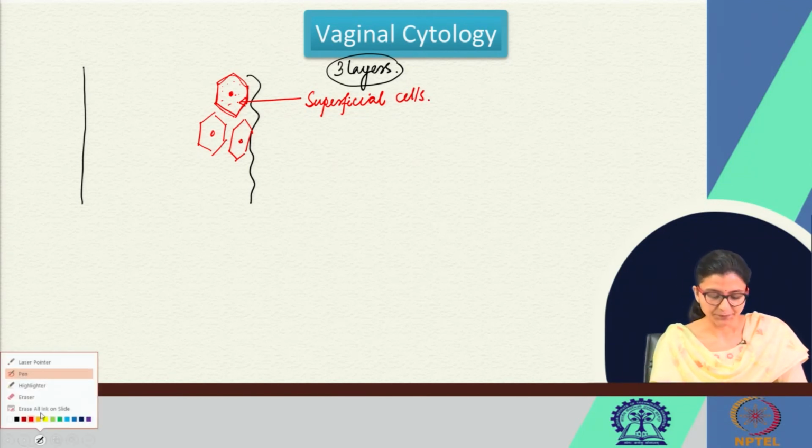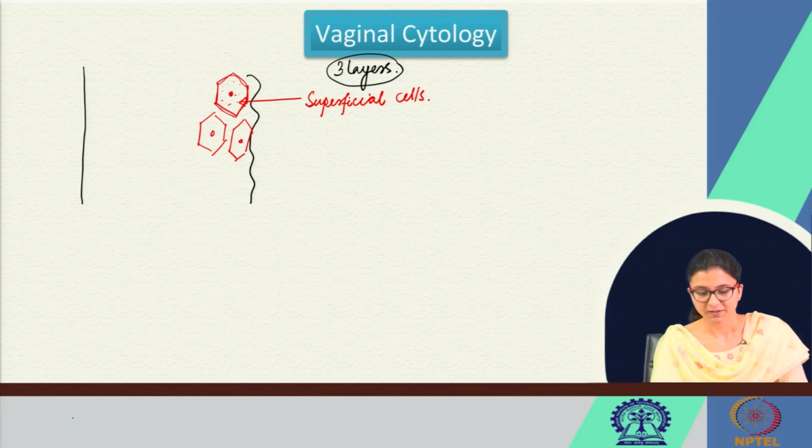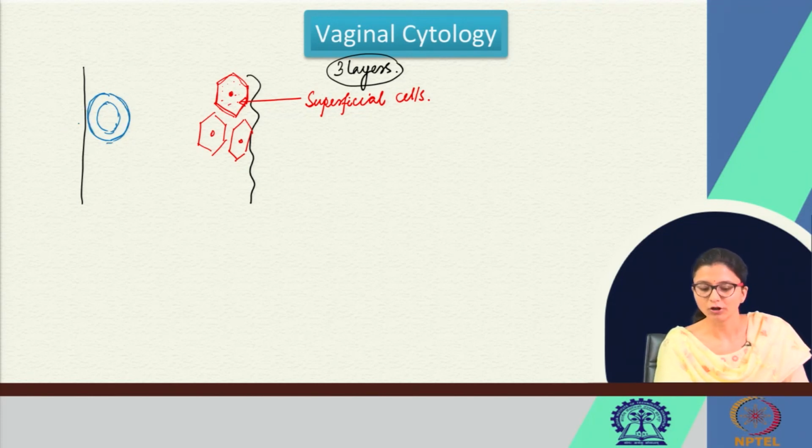Coming to the next layer. Next is intermediate, and lastly is the basal. First we will read the basal cells. This is the basal cells. These are basophilic, so we draw it in blue. Basal cells are mostly round or oval, and they have a large nucleus, almost occupying the whole of the cell. They are known as basal cells.